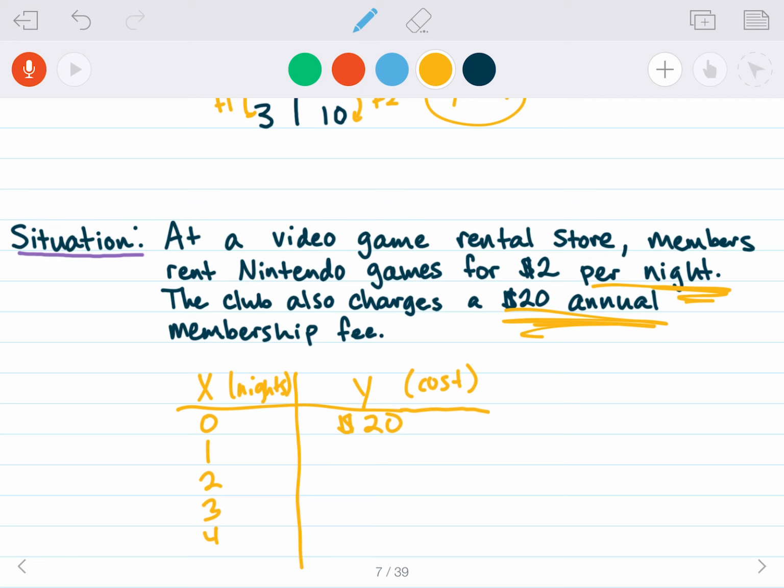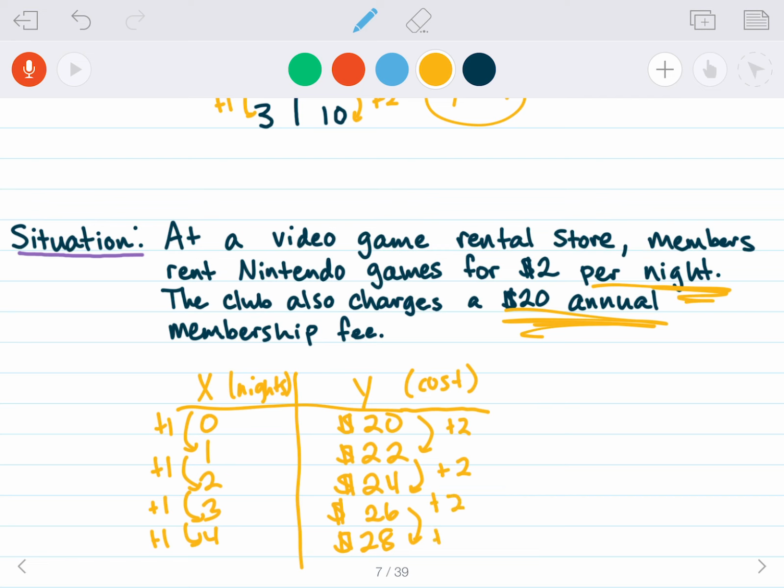After 1 night, I am going to spend $2 in addition to my set annual fee. So this is going to be $22. If I rent the game for 2 nights, I'm going to pay $24 in total, right? The set fee plus the 2 times 2, 26, 28, etc. So yes, this is linear because as x goes up by 1, as the amount of nights go up by 1, my cost that I'm paying is going up by 2. Right? So that is indeed linear.